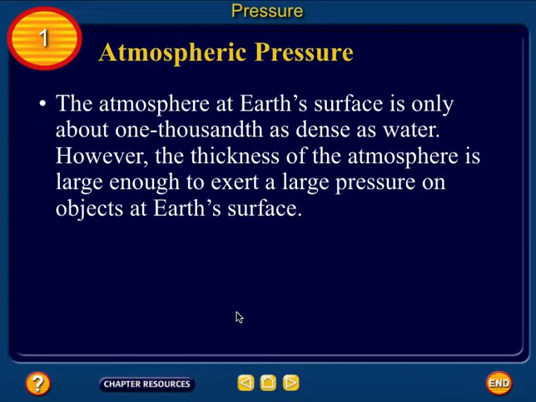Atmospheric pressure. Because air is also a fluid, we can think of air as applying a pressure to anything that is within it. The atmosphere at Earth's surface is only about 1/1000th as dense as water. However, the thickness of the atmosphere is large enough to exert a large pressure on the object at Earth's surface. So just like we're underwater a long ways and you can feel the pressure, technically think about how much air is between us and all of the atmosphere. Technically all of that air is applying a pressure to us.